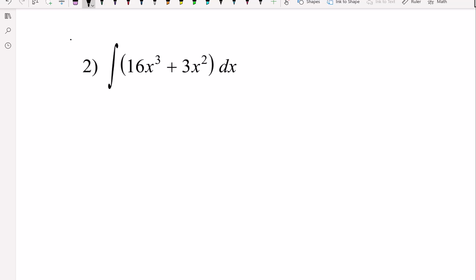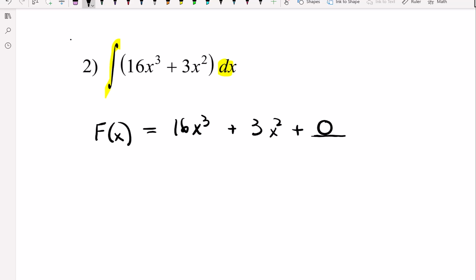So what we're going to do is remember, this piece right here is the command. So we're undoing it. So we put uppercase F of x, and I'm going to go ahead and write 16x cubed plus 3x squared plus the possibility there could be a number right here. So I'll put plus 0, and then when we take the derivative of that, we don't know what number it could possibly be, so we'll put the constant C.